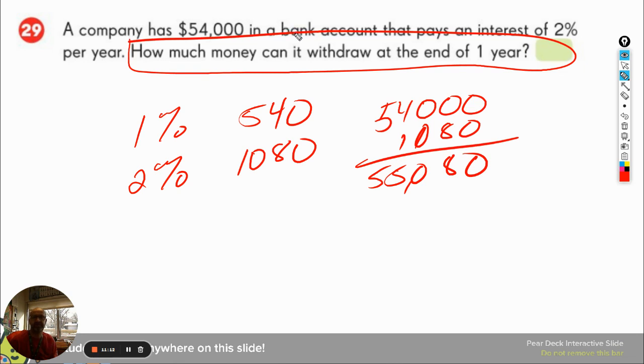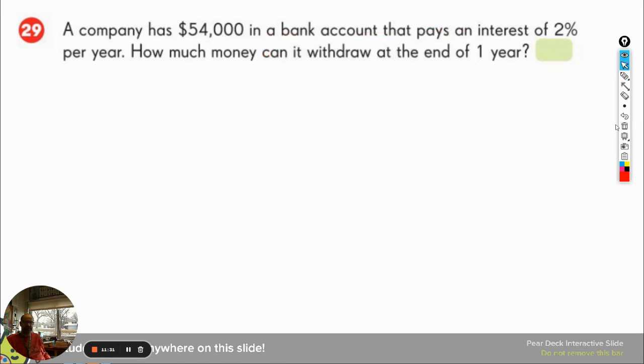A company has 54,000 in a bank account that pays interest at 2% per year. How much money can it withdraw at the end of the year? How much money does the company have in its account at the end of the year? That's a better wording. $55,080. Yes, that's a 5. Don't judge me. But the last one, be the last one.